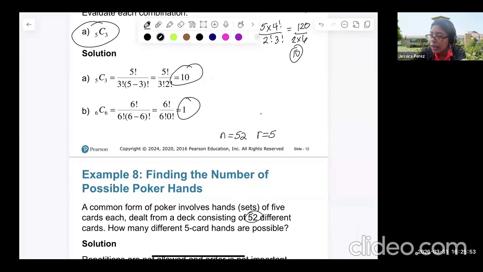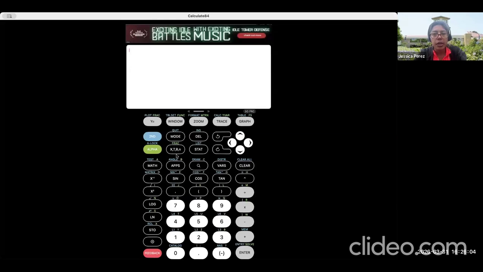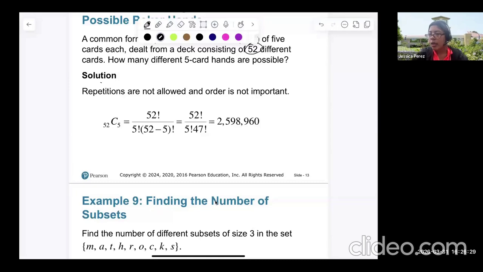So then if we're doing 52 combined with 5, we're able to punch this in our calculator. That's going to be equal to Math, and then we're going to go to Prob and then NCR, and then we'll do 52, and then 5, and then hit enter, and that's going to be 2,598,960.